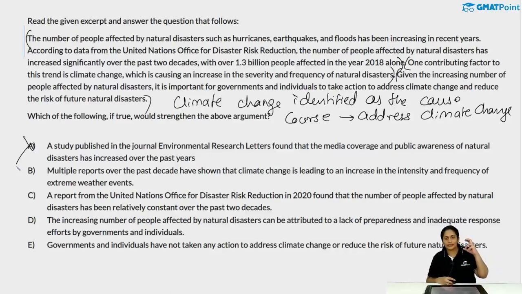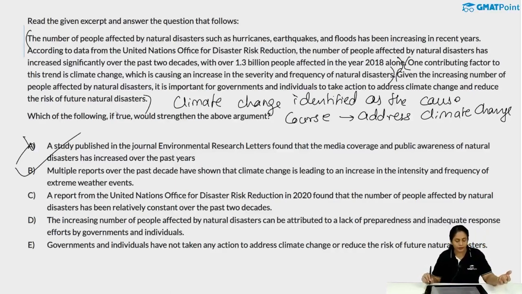So this gives evidence to link the natural disasters, it puts the missing link that climate change causes extreme weather events which essentially lead to natural disasters. Because it is strengthening the link between climate change and natural disasters, it is evidence which is supporting the central claim of the passage. Therefore, this I would say is the right answer.